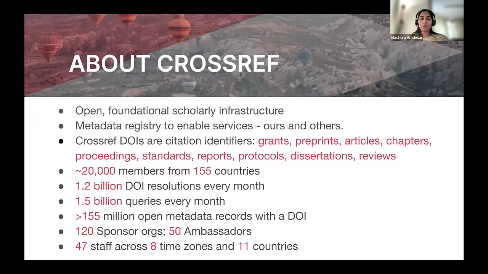So with this data, Crossref powers the underlying metadata behind systems like Scopus, OpenAlex, Web of Science, Dimensions, and many others. All of this is made possible with the help of many partners, including more than 100 sponsoring organizations, which help with technical and financial support for more than half of our members, several ambassadors, and just under 50 staff members who are spread across 11 countries.